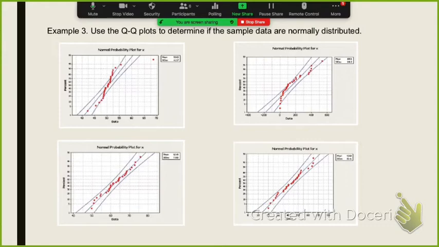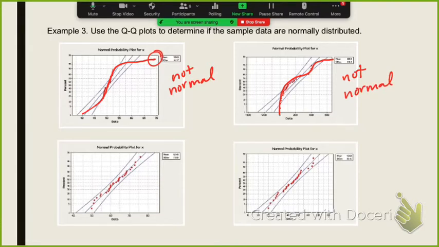So looking at the top left, what do you think? Would I say it's normal or not normal? Yeah, I would say not because of this little guy over here. So I would say not normal. What about the top right? No, because the bottom. Yeah, it's not normal. It's kind of generally curvy. It's generally curvy. I like that.